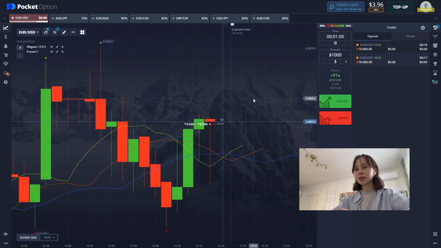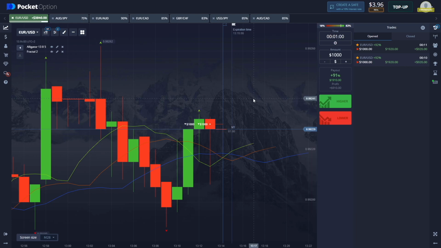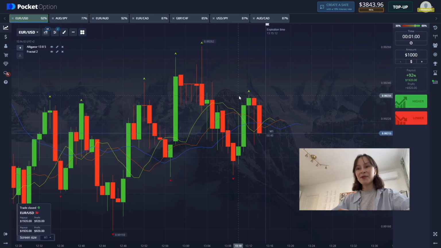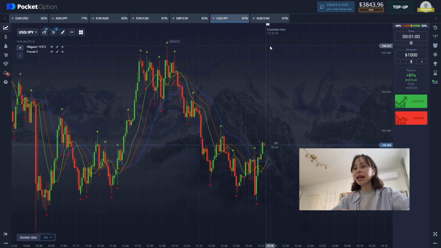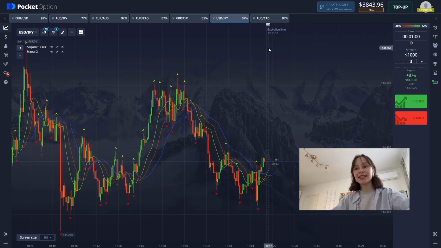Until the end, we have 15 seconds. At the end, we should see a breakdown and our deal should close profitably. And yes, another profitable deal, guys, as was to be shown, actually. Let's keep going. Pick the next currency pair. We're not done yet.